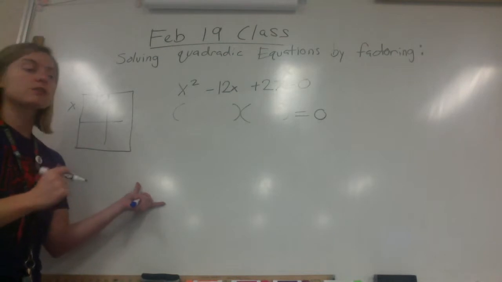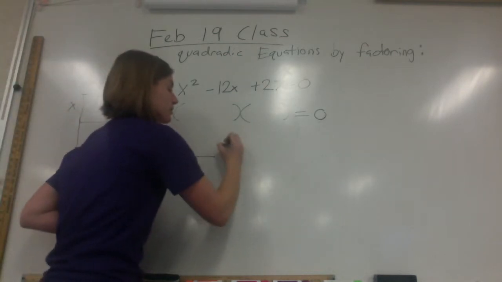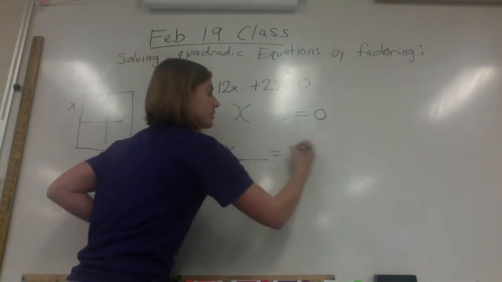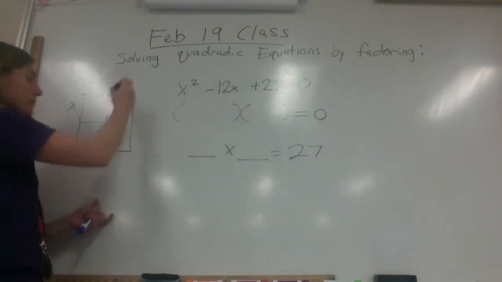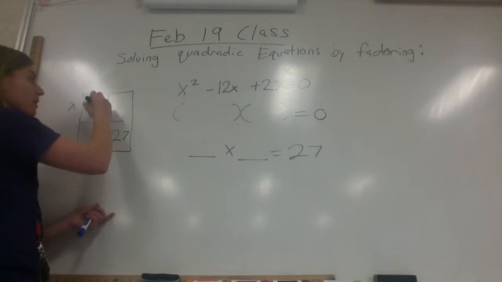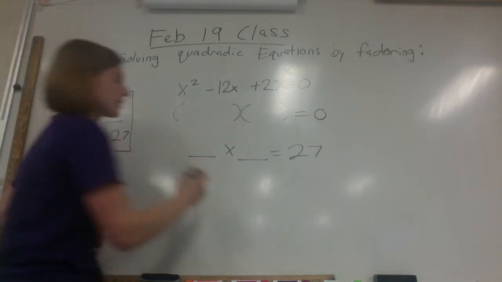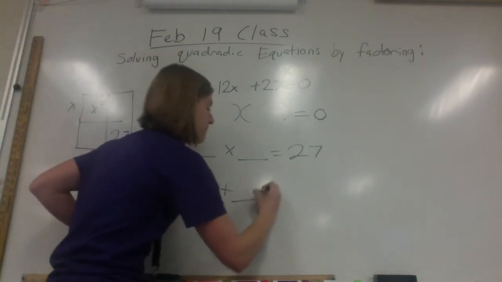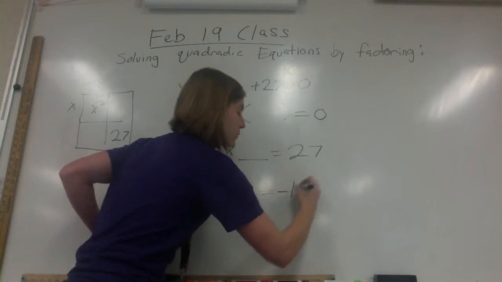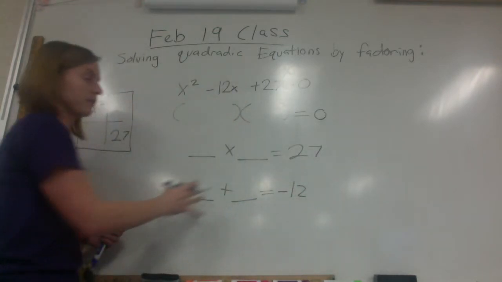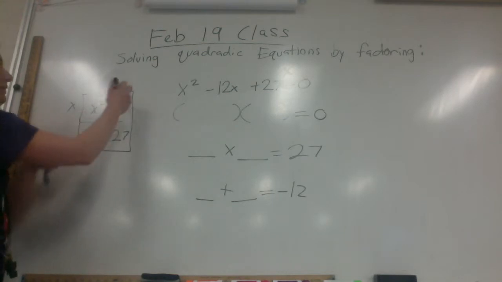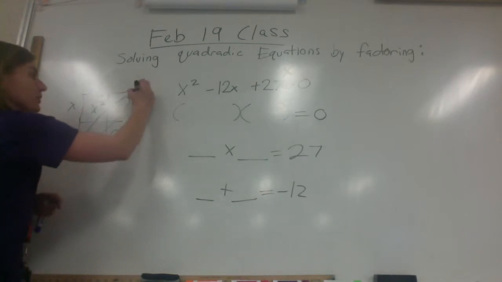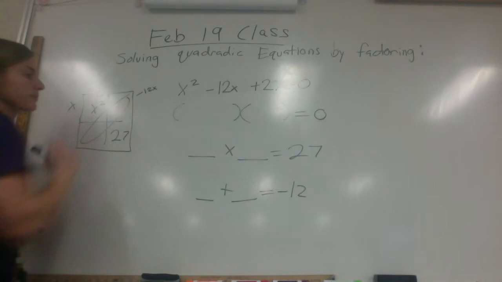the way this works is we need two numbers that when multiplied together give you 27, because when we multiplied them together they gave us 27 in this box. And then we need two numbers that when added give us -12. Now we need the same set of numbers, because that's going to tell us what goes here to give us these two boxes that add up to that -12x.